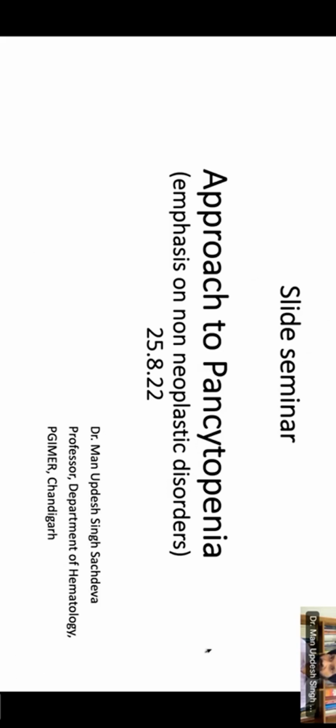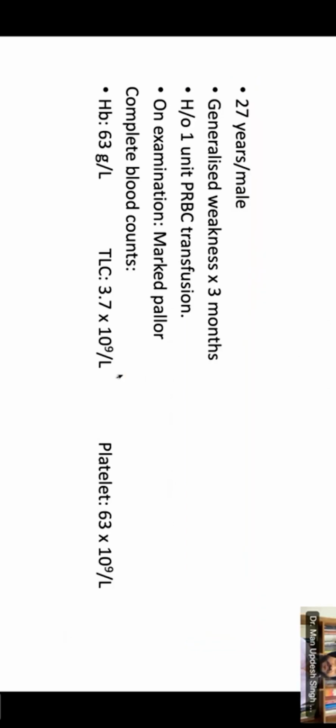Right. So case 1. So this goes to Dr. Priya Darshini. I'll just read out. It's a 27-year-old male, generalized weakness for 3 months, and a history of 1 unit packed red blood cell transfusion. On examination, the patient just had.